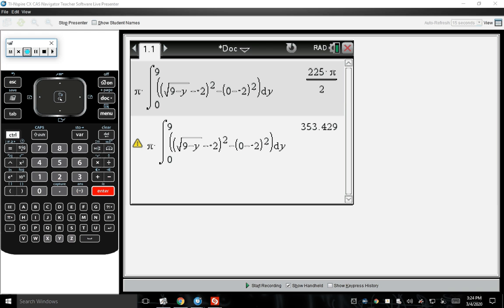And if it was like a multiple part question, could we save like square root of 9 minus y plus 2 as a function and like set that? Yeah, definitely.